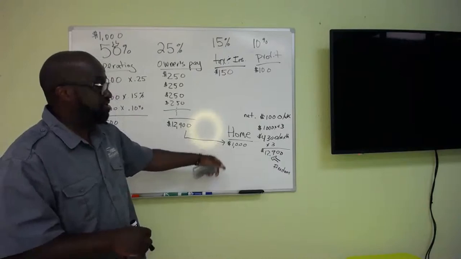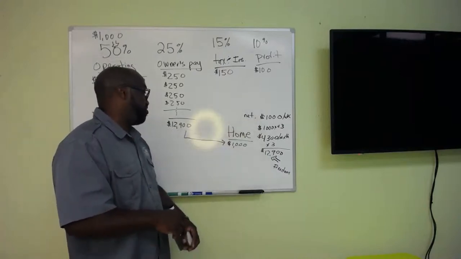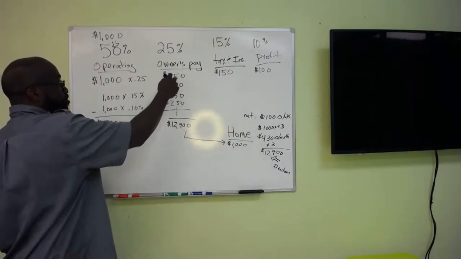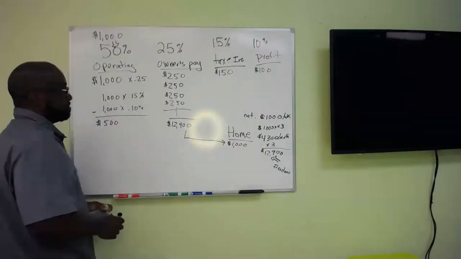Then you can start paying yourself the same salary that you were making at your job. So that's what this owner's pay is for. This is how I actually pay myself right here.